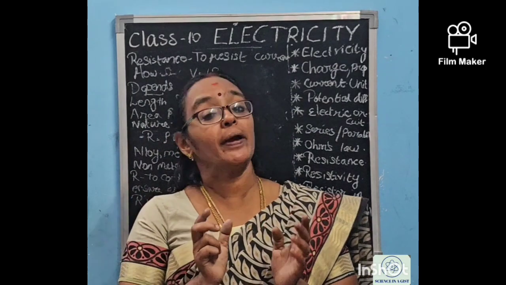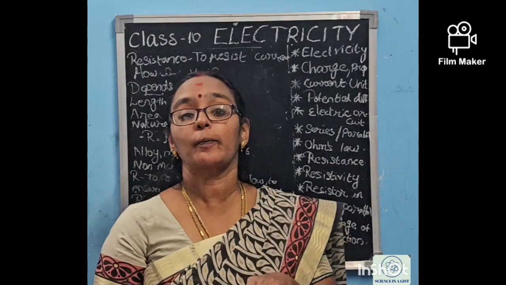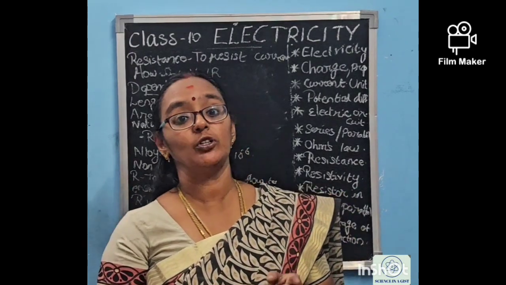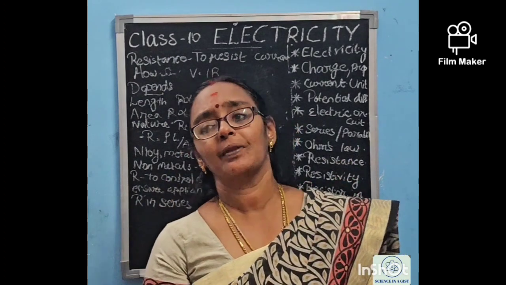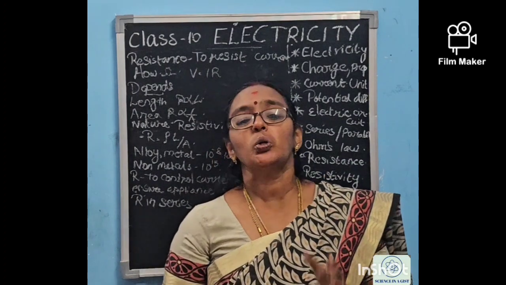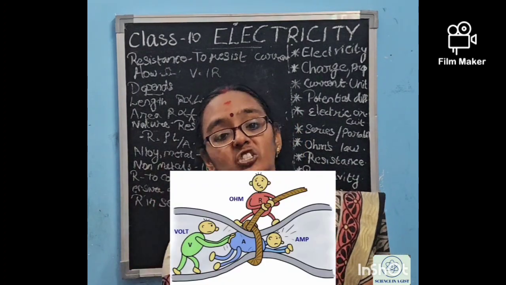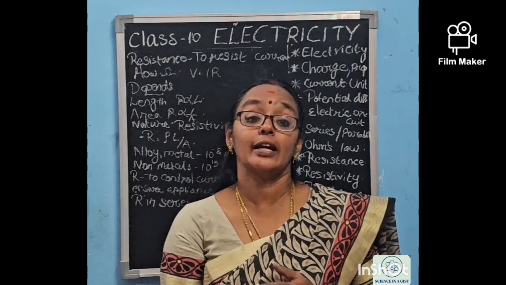From Ohm's law, we have found one thing, that potential difference or voltage is directly proportional to current, or V is equal to IR, where R is resistance. So what is resistance actually? Resistance is the property of the substance to resist the flow of charged particles through it. It can be a conductor, or an insulator, or a semiconductor.